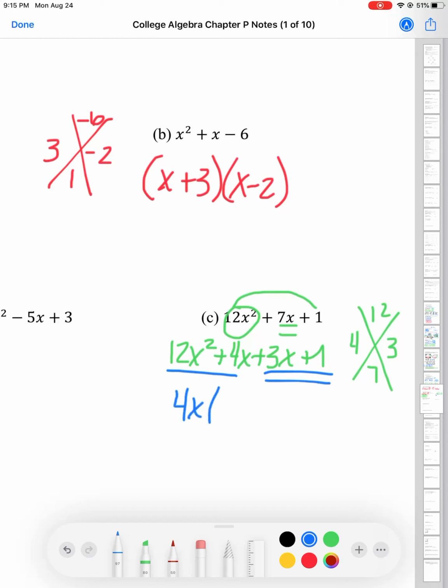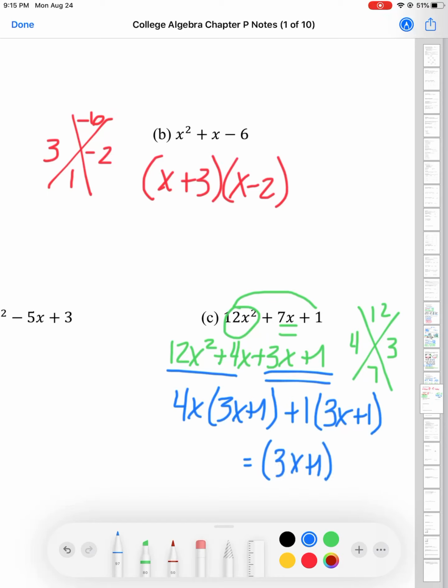So out of the first group, I can pull a 4x, and I'm left with 3x plus 1. Out of the second group, all I can pull out is a 1, and I'm left with 3x plus 1. So factored, I get 3x plus 1 times 4x plus 1.